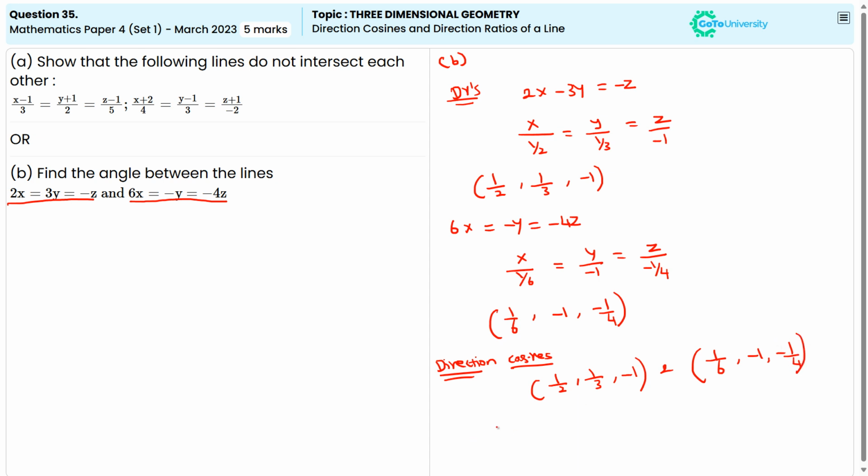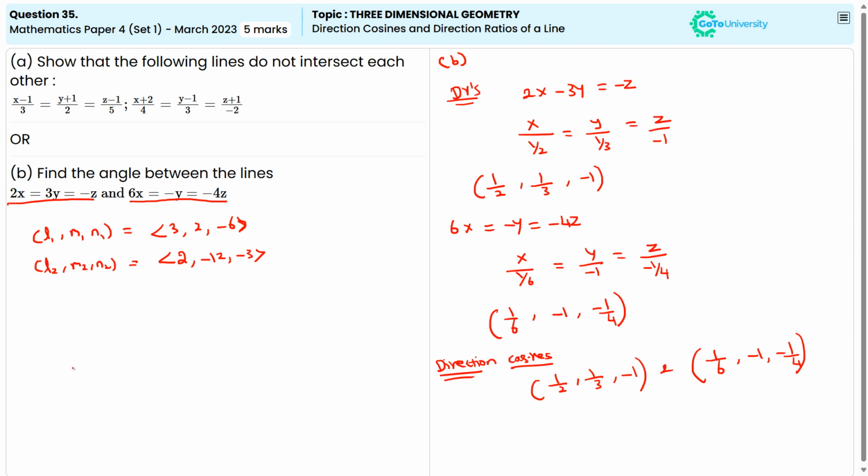Now getting the values L1, M1, N1 and L2, M2, N2. We are going to multiply the first direction ratios by 6 and the second ones by 12. So if we multiply, we get L1, M1, N1 equal to 3, 2, minus 6. And the second, L2, M2, N2 equal to 2, minus 12, minus 3. So we have multiplied the first by 6 and the second, 1 by 6, minus 1, minus 1 by 4, by 12.